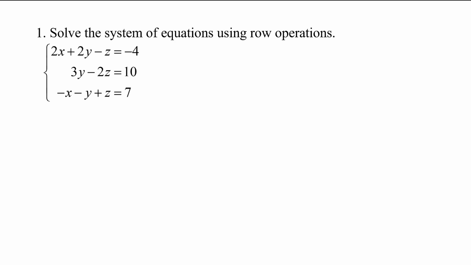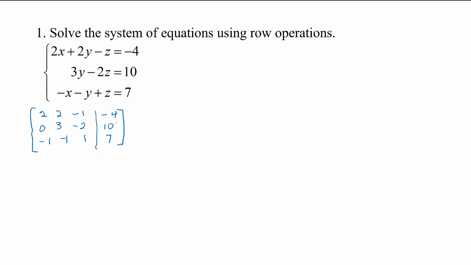So the first thing we do to solve a system of equations using row operations is to write our system of equations as an augmented matrix, which I'll do right below here. We put our coefficients of our terms x, y, and z. Our first row in this augmented matrix would be 2, 2, -1. Then we'll put a vertical bar representing the equal sign, and to the right of the equal sign, our first row has a -4. Second row, we will have 0, 3, -2, and 10. Third row, -1, -1, 1, and 7.